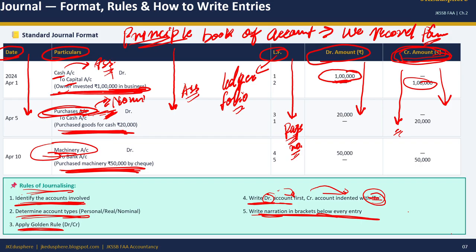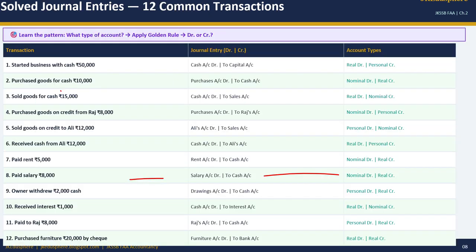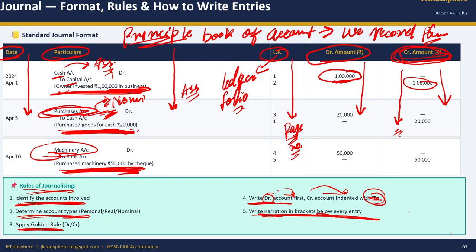For example, owner invested 1 lakh in the business, purchased goods of 20,000, and purchased machinery of 50,000. So in the next lecture, we will prepare a proper journal. We will prepare some transactions and record them in the journal. This is most important: recording transactions in the journal.